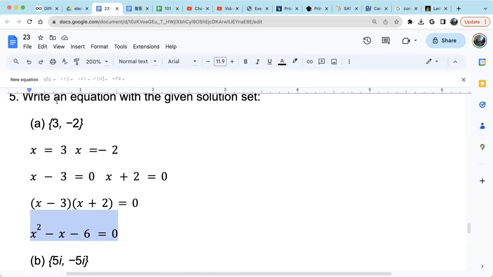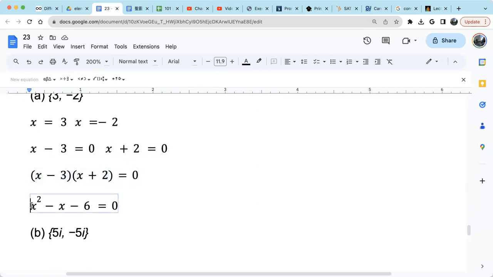She wants us to write an equation for the given solution, so we go backwards. When we solve an equation, we factor, we use the zero property, then we get the answer. This one is backwards. We are given the solution, x equals 3, x equals negative 2. Then that means x minus 3 is 0, x plus 2 is 0. 0 times 0 is 0. We multiply these two, then we expand, so we get x squared minus x minus 6 equals 0.